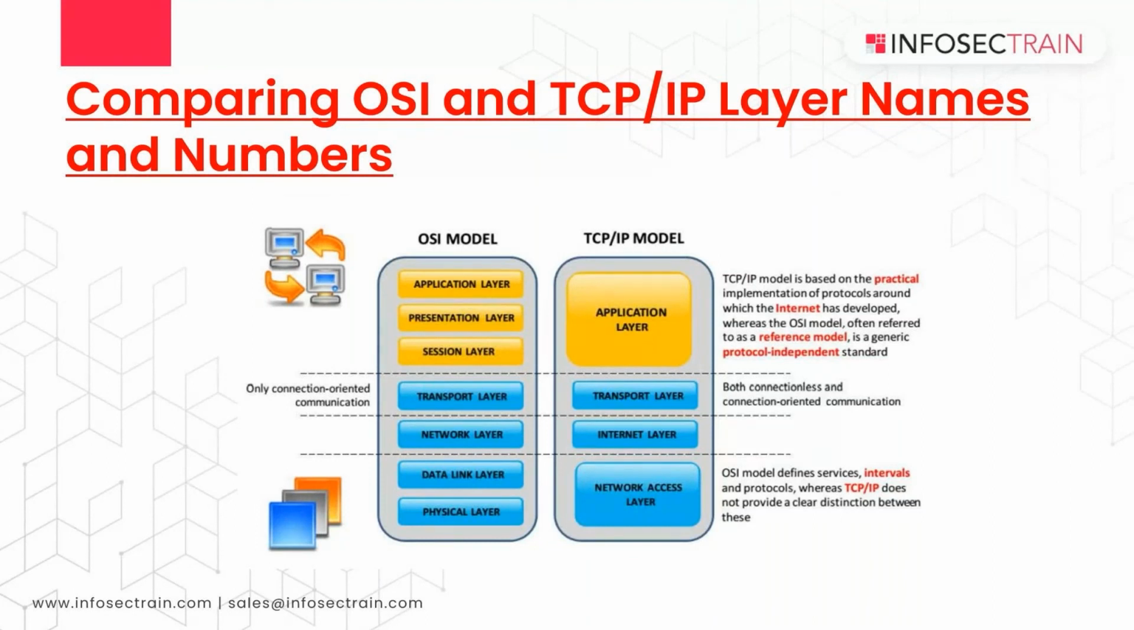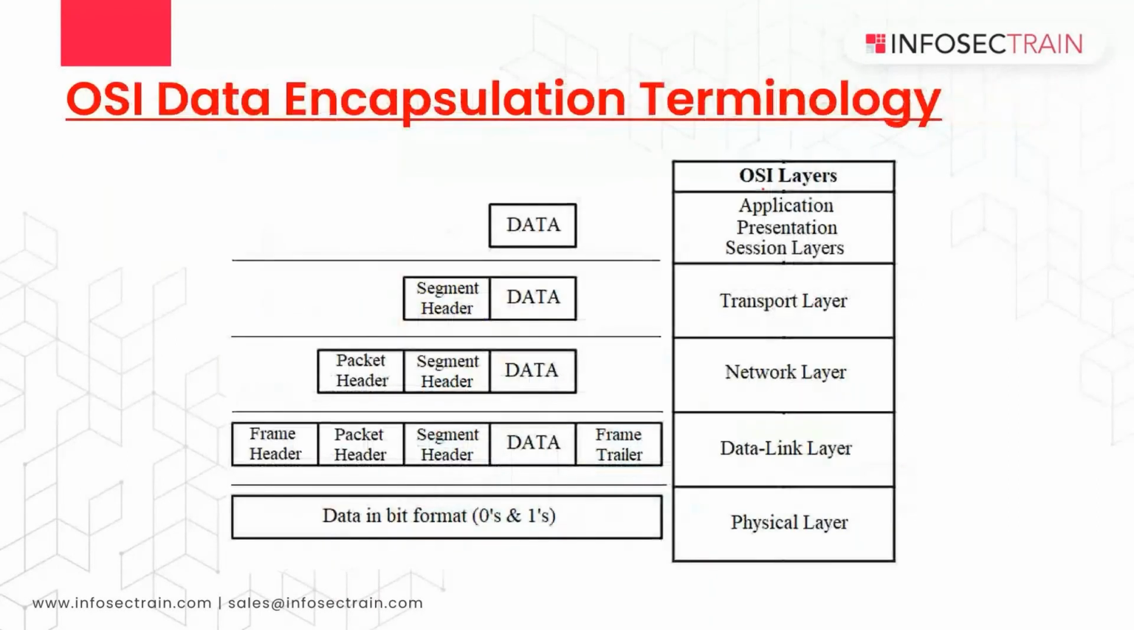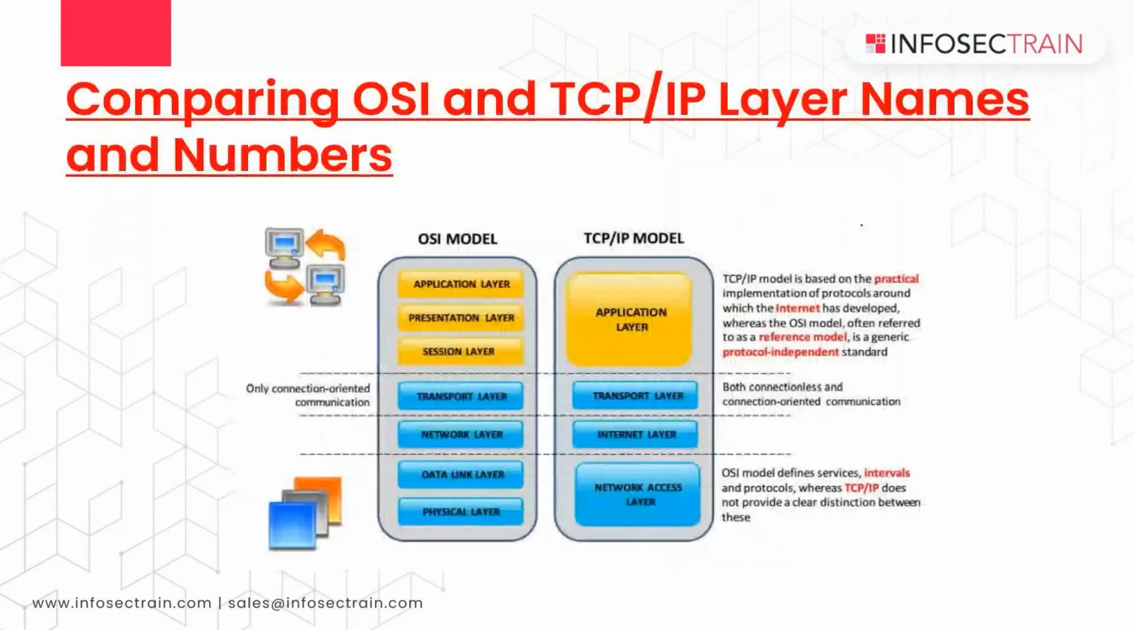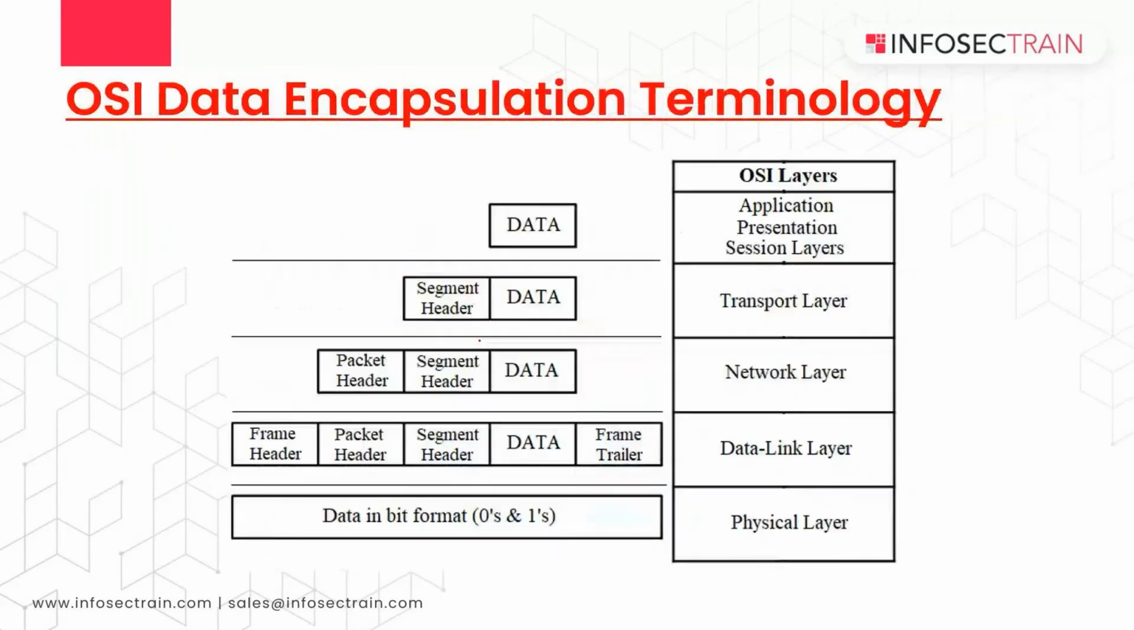Now, when we are talking about the OSI model or the TCP/IP model, there is data encapsulation terminology. These terminologies are still used. Let me first tell you about the layers of the OSI model. These are the 7 layers.